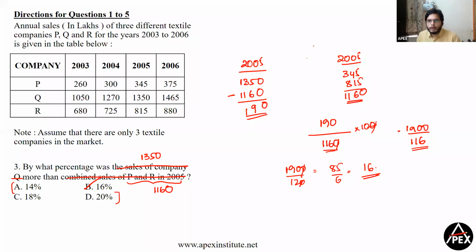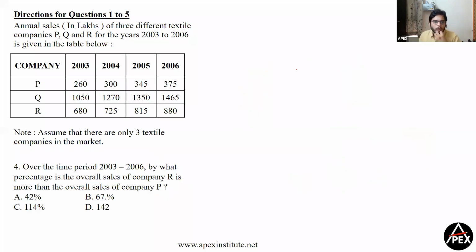Clear? Okay, moving to next question. Over the time period 2003 to 2006, by what percentage is overall sales of company R more than overall sales of company P? So first we need to find the overall sales of P and R. So P: 260, 300, then 345 and 375. Okay, and R: 680, 725, 815, and 880.